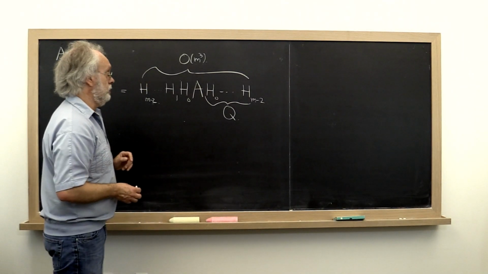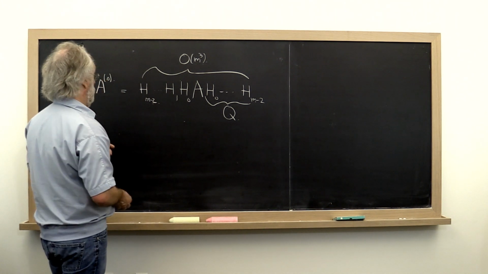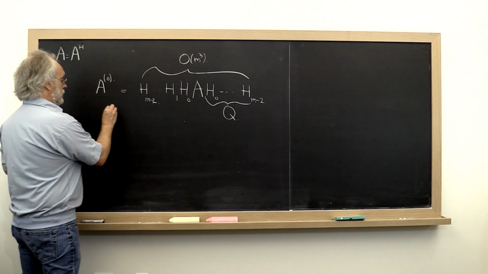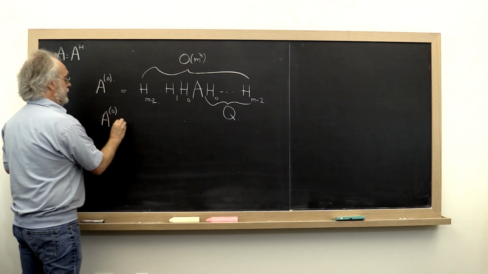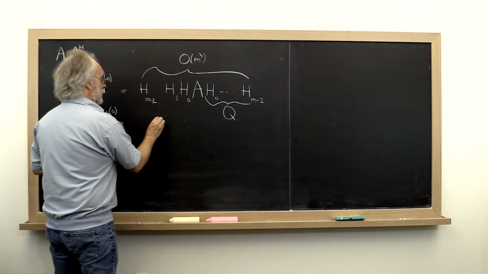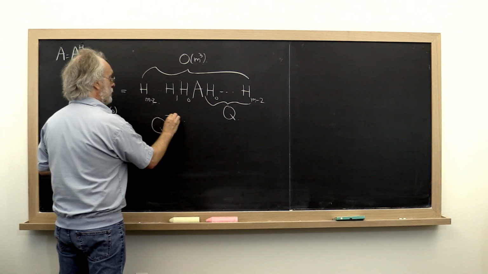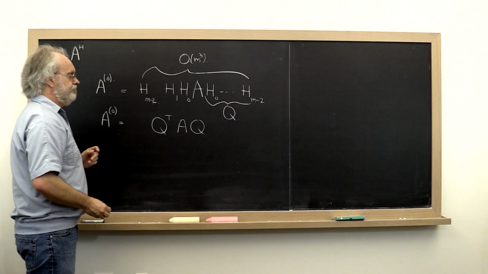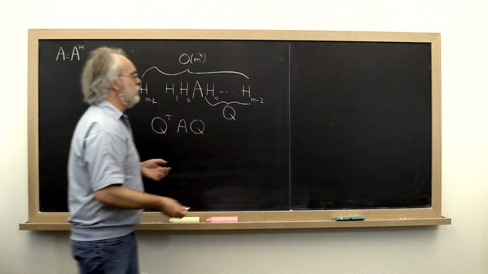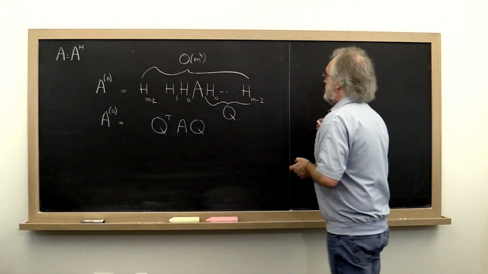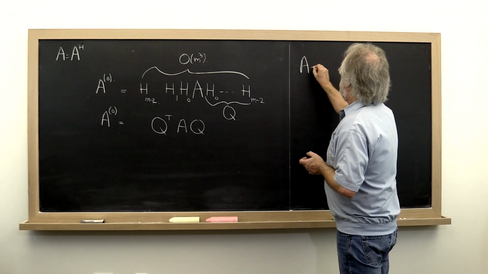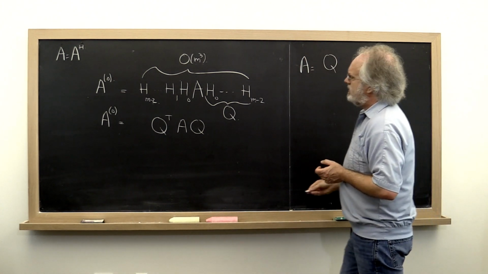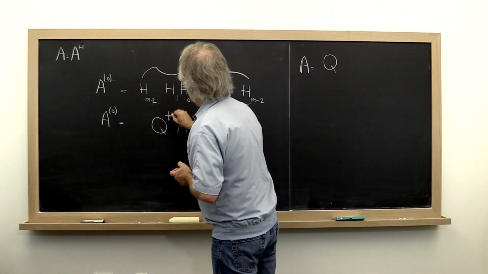Now we have a matrix Q. And what do we know? We know that A0 is equal to this Q transpose A times Q. Or more importantly, what we should say is that A is equal to Q, I should say Hermitian transpose here.